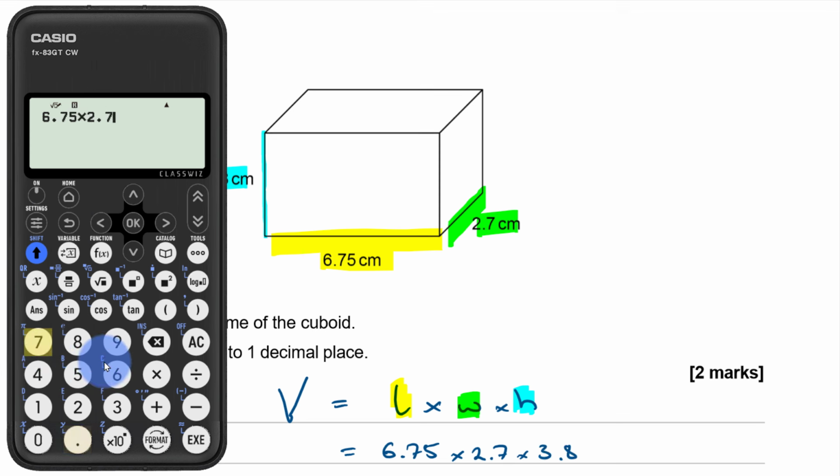Okay, this is a job for my calculator, I think. 6.75 times 2.7 times 3.8. Now I make that 69.255.